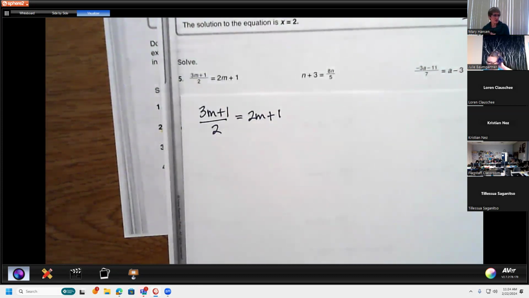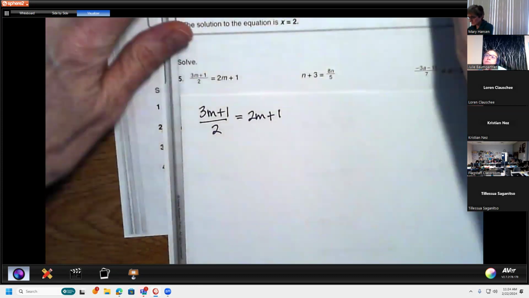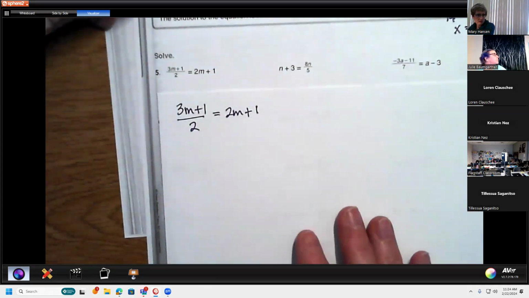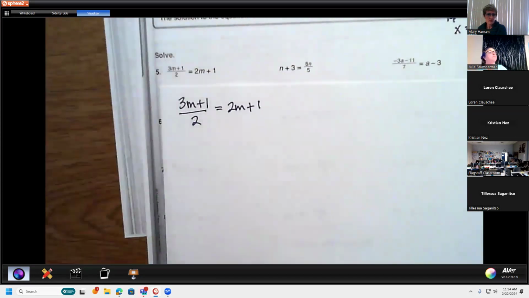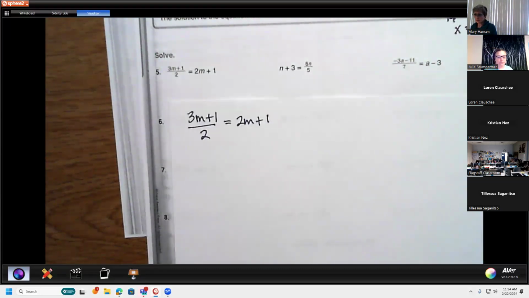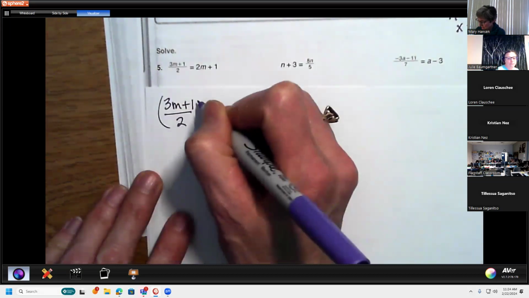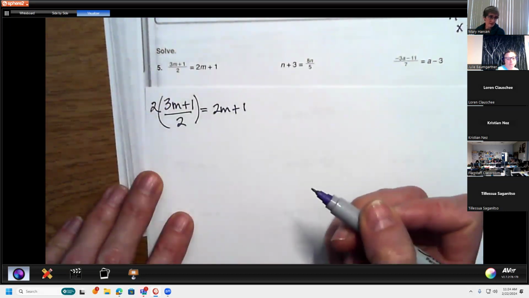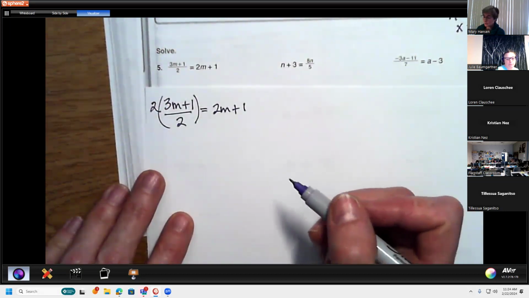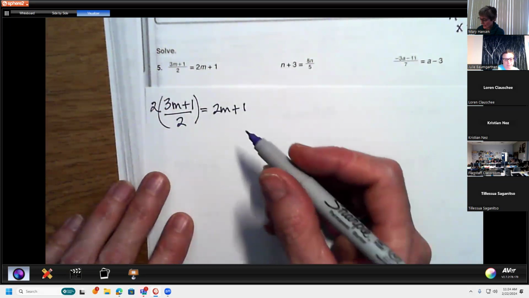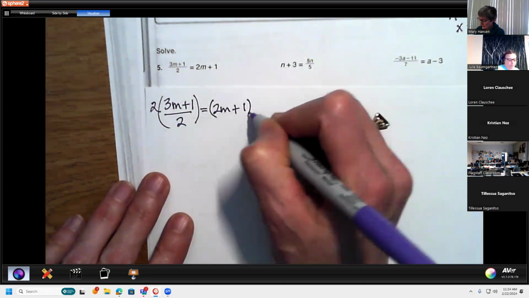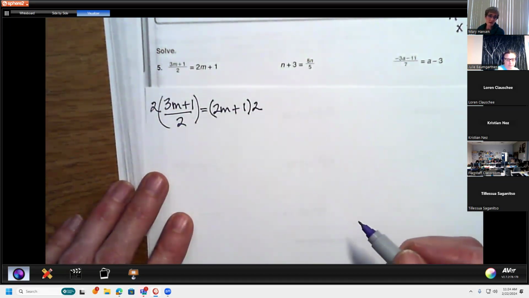So can I get a suggestion of what you might try to do first on this problem? Thoughts? Multiply by 2. Very nice, because that divided by 2 is kind of messing things up. Okay, if you don't like that dividing by 2, well, get rid of it. Opposite of dividing by 2 is multiplying by 2. I can do that as long as I do the same thing to the other side.